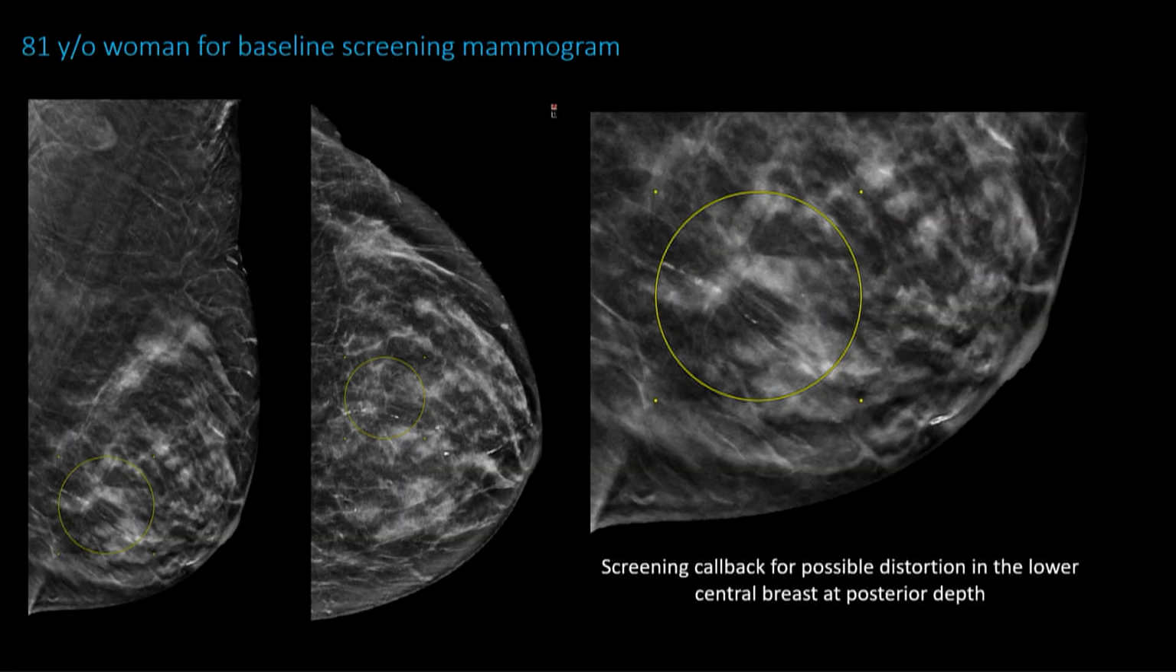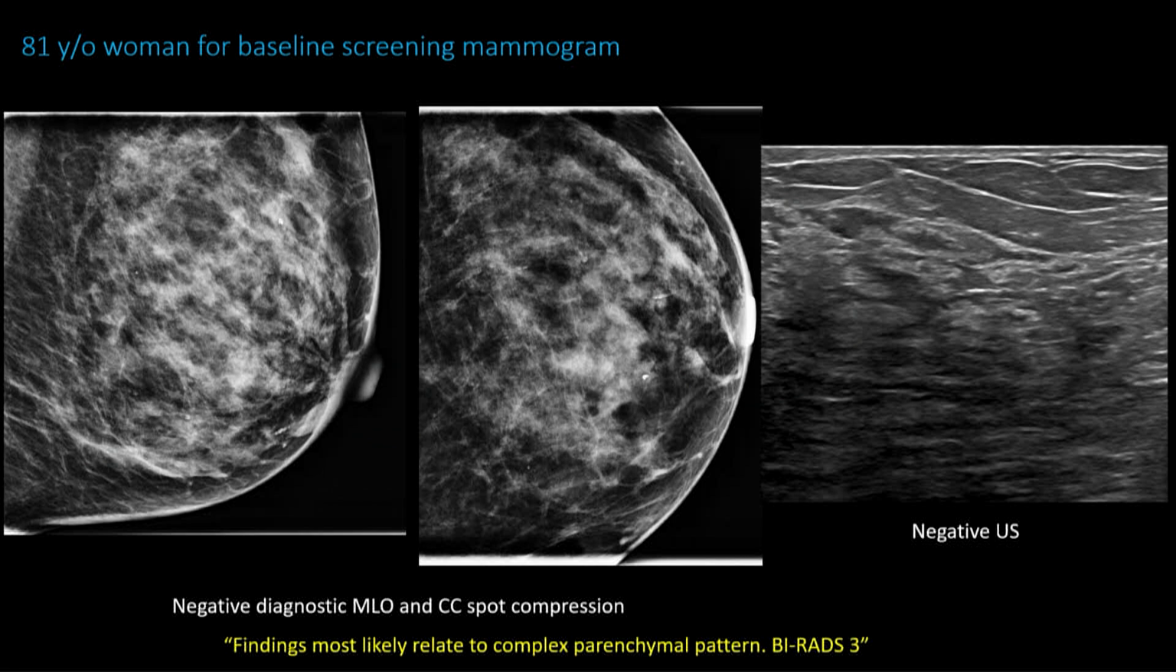Here's another case, an 81-year-old woman here for a baseline screening examination. I think she went to a new primary care physician. And so you can see that there's a questionable area of distortion in the slightly lower central breast. This is just a blow-up image of it, and she was called back for additional views.